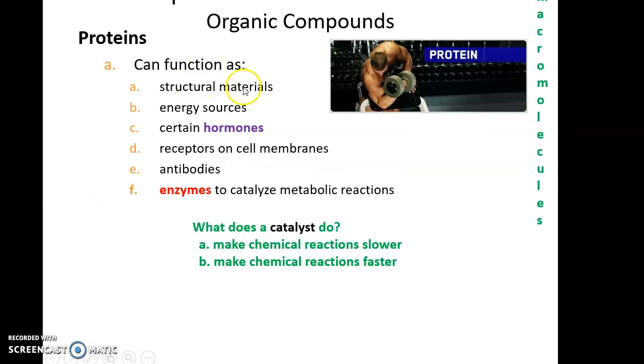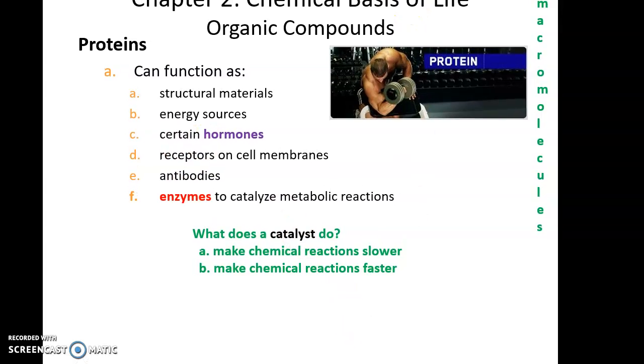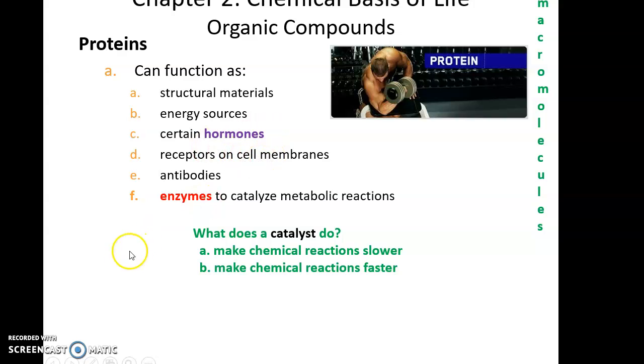Functions of proteins. They can be structural materials to give the cell its shape. They can be an energy source. They can be broken down to make ATP. Certain hormones are based on proteins. Proteins can be receptors on cell membranes, so the cells can be aware of what's going on around them. Proteins can be antibodies to fight infections. And as I already mentioned, proteins can be enzymes that catalyze metabolic reactions.